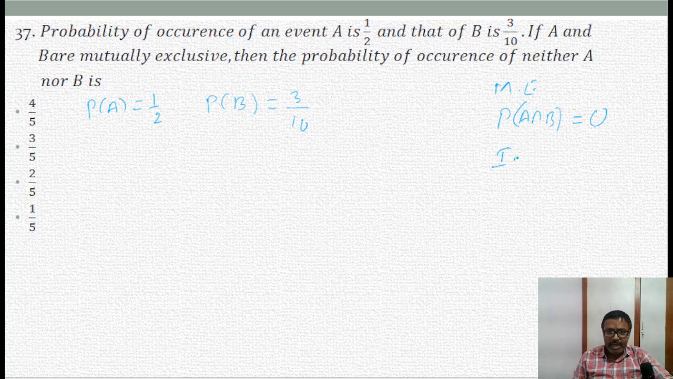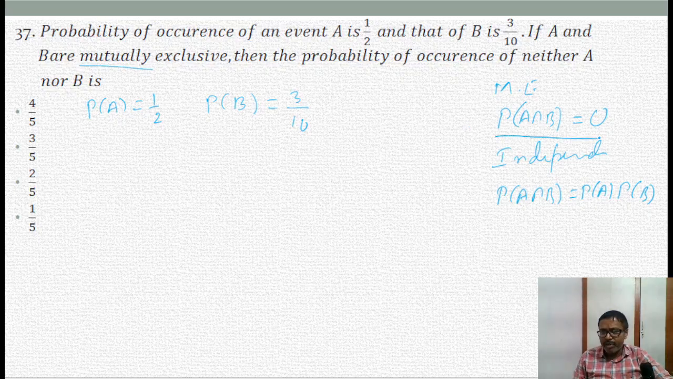If it is an independent event, then probability of A intersection B is probability of A into probability of B. But here clearly they have given mutually exclusive. That means here probability of A intersection B is 0. Then probability of occurrence of neither A nor B. They are asking here probability of A dash intersection B dash, neither A nor B. None of them is happening.